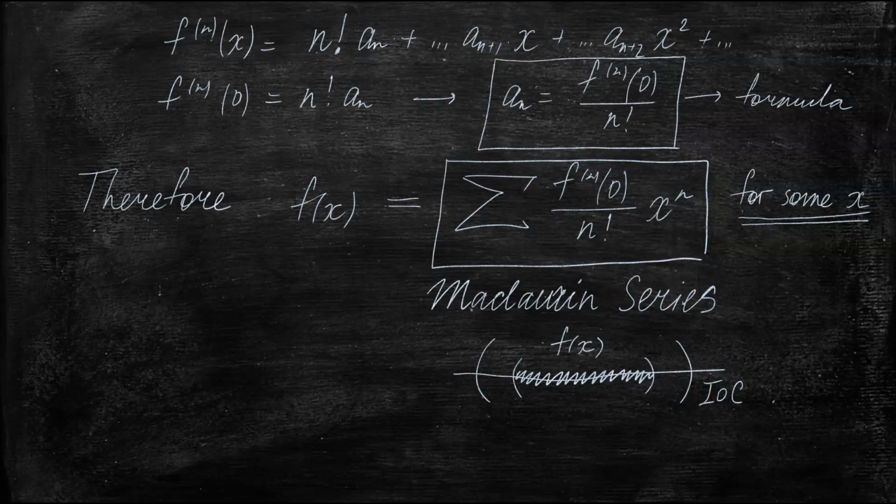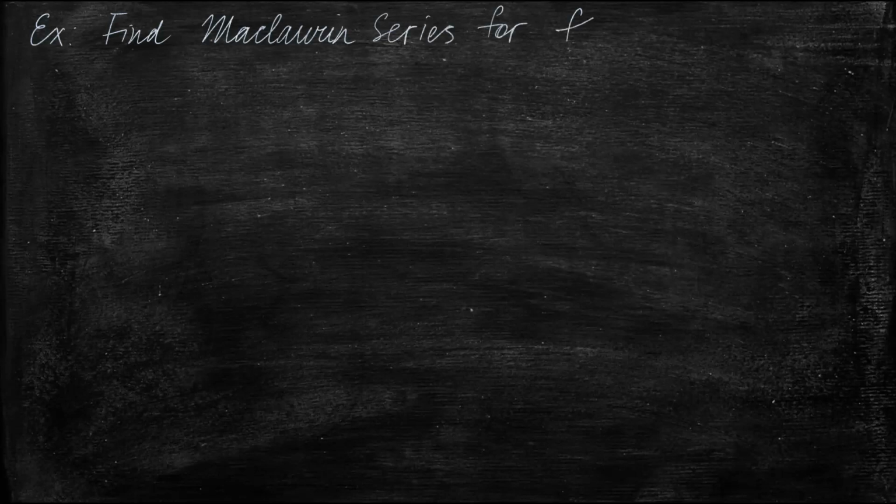Now, with this in mind, let's find the Maclaurin series for the natural exponential function. To find the Maclaurin series, we're going to use this formula. When you use it a few times, you'll be able to remember it. In this formula, n is just some arbitrary natural number, and we have to find the nth derivative, evaluate it at 0, and divide it by n factorial.